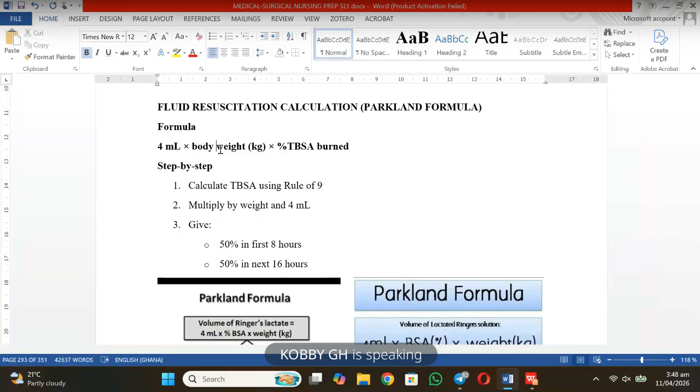Is that okay? Or do you want to divide by 8? You don't divide by 8. That's why I told you to do 50 over 100 times the total fluid that you had, or you can divide by 2. So it will be 4 times 70 times 20, that will give you 5,600. Then 50 divided by 100 times 5,600 will give you 2,800. Is that okay? All right, that is fine.